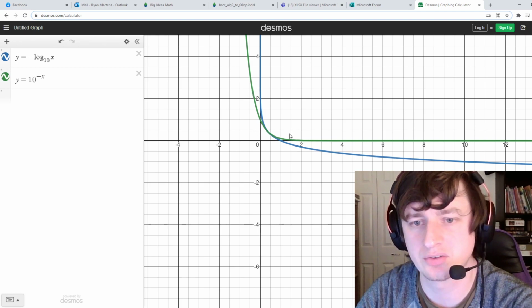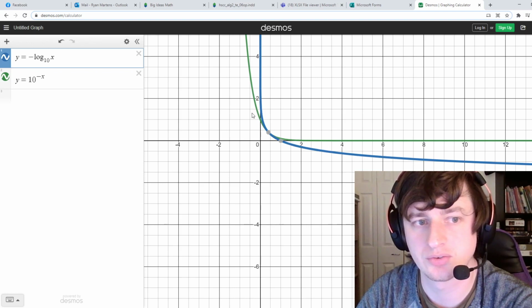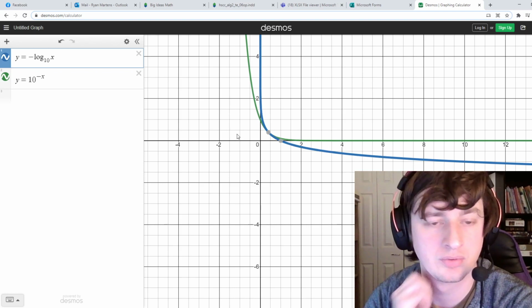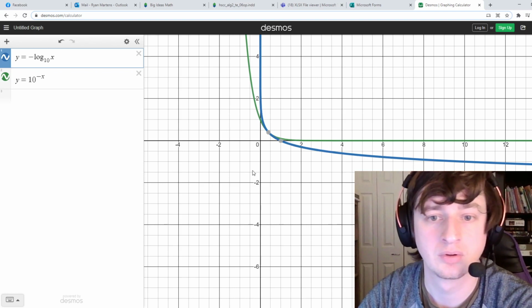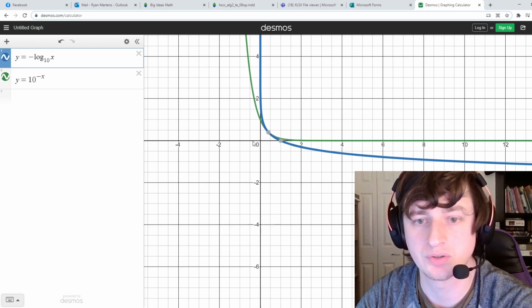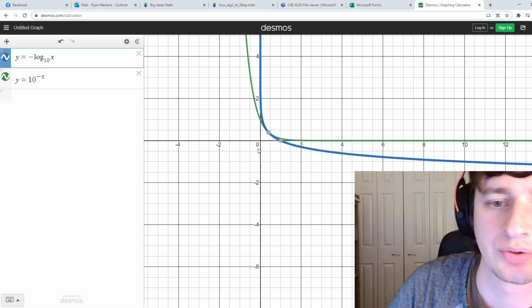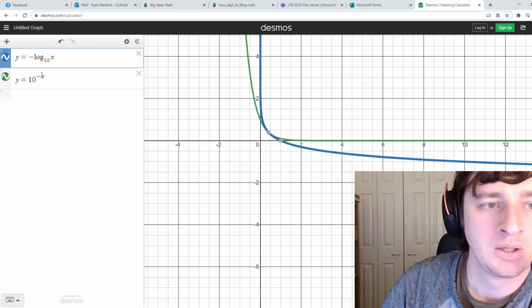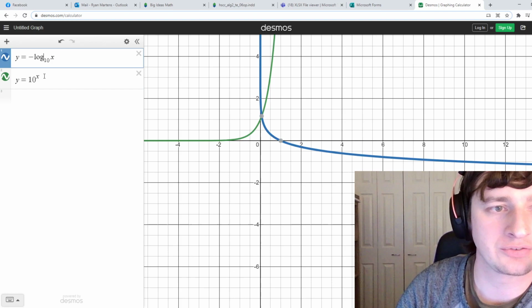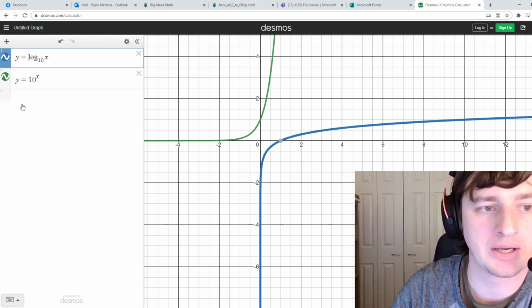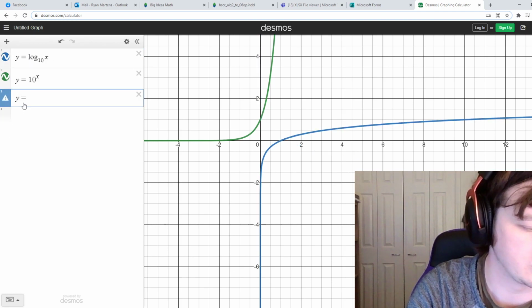So there is a logarithm for a decay. You'll notice it doesn't cross 0 on the y-axis. So it doesn't go over here. Or it doesn't cross 0 on the x-axis, I'm sorry.